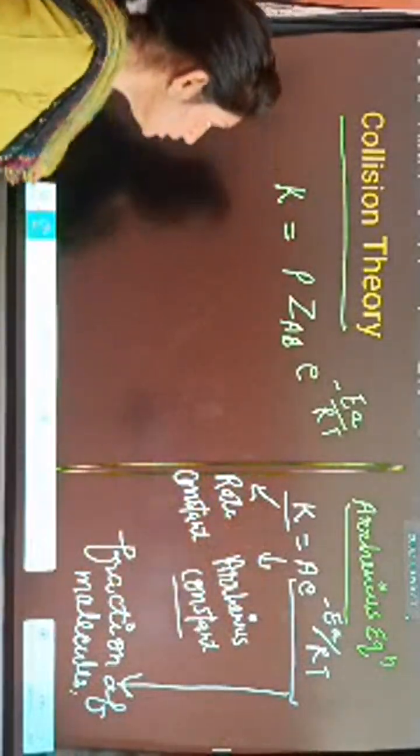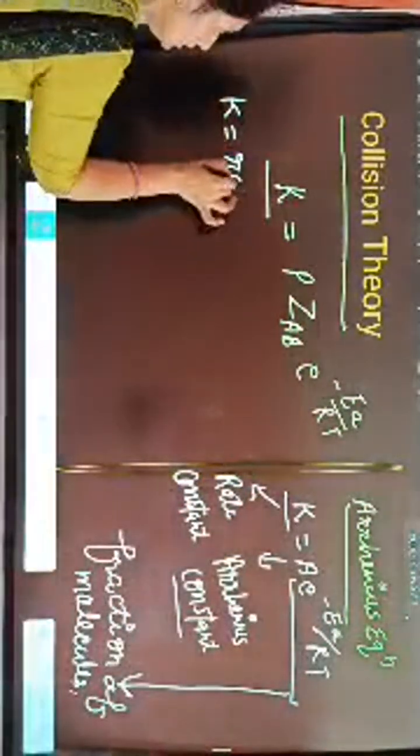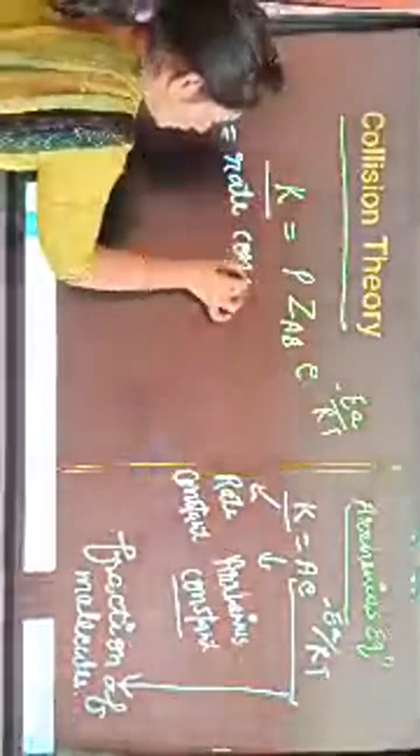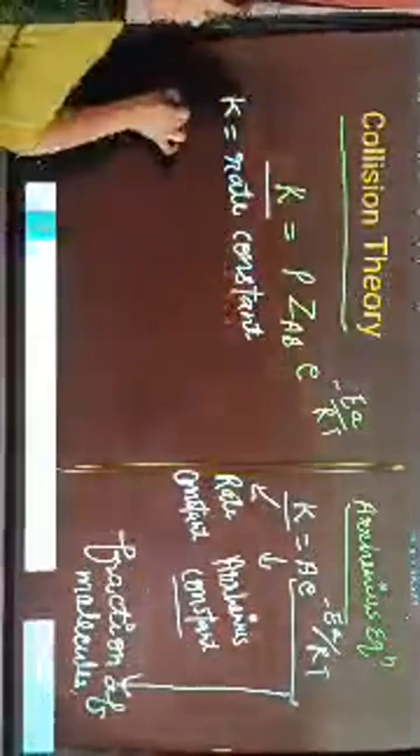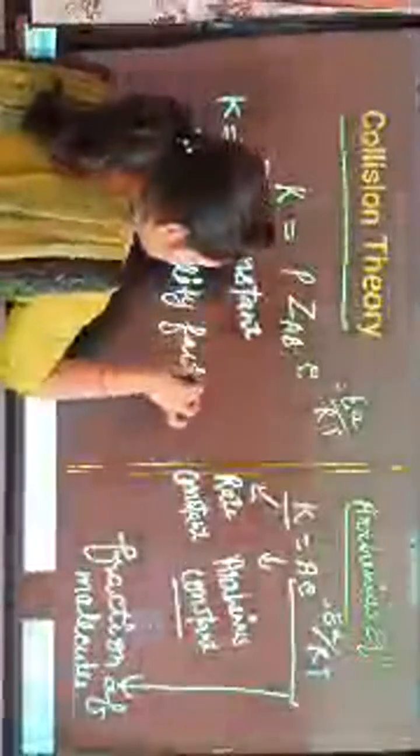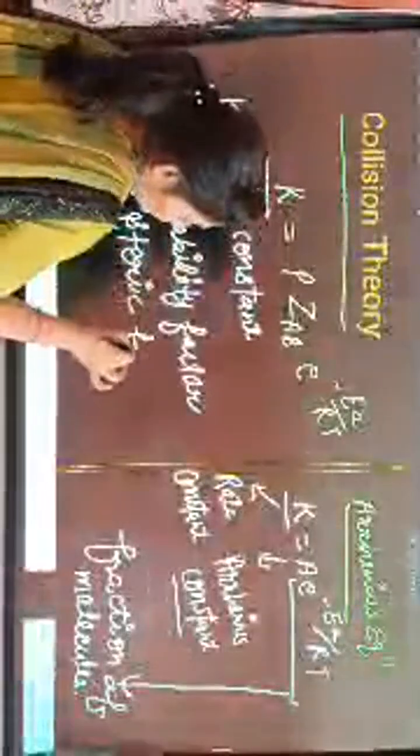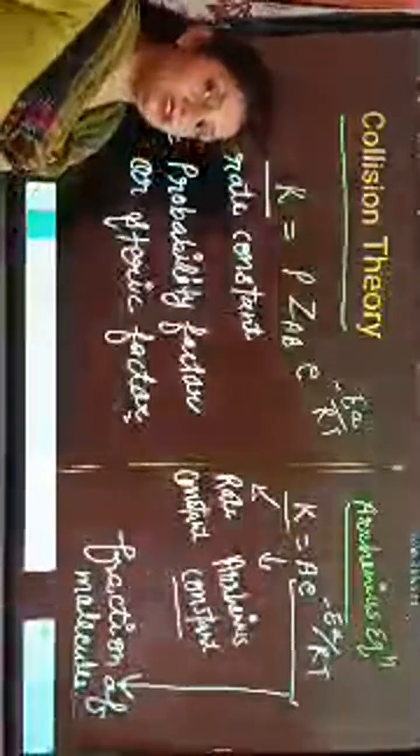But here k is the rate constant. Now, what is the P here? P is the probability factor, or we can say the steric factor, or frequency factor we can say.